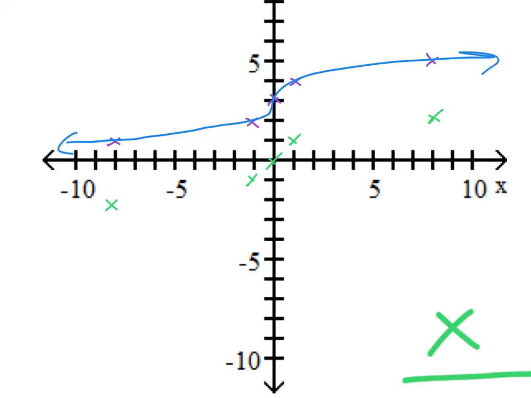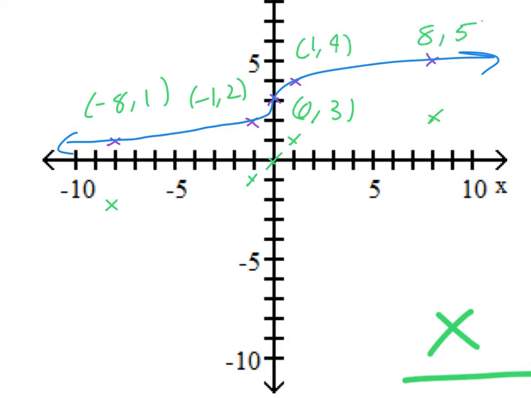And again, I'll label these final points here. We've got (negative 8, 1). Let's see, negative 1 was 2, 0 was 3, 1 was 4, and 8 gave us 5. So those are the final points that I'd be looking for on that graph. And again, remember, we did the domain and range earlier.